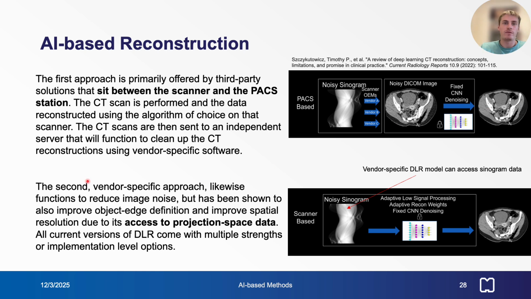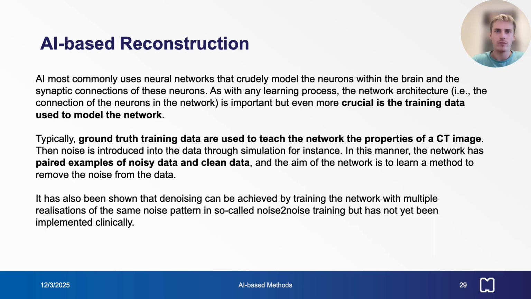Now, the second vendor-specific approach likewise functions to reduce image noise, but has been shown to also improve object edge definition and improve spatial resolution due to its access to raw projection space data. Now, all current versions of deep learning reconstruction algorithms come with their own individual strengths or implementation level options.